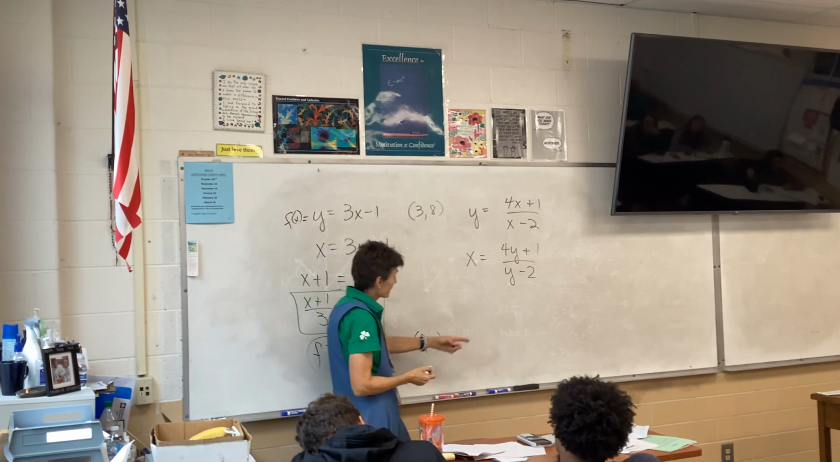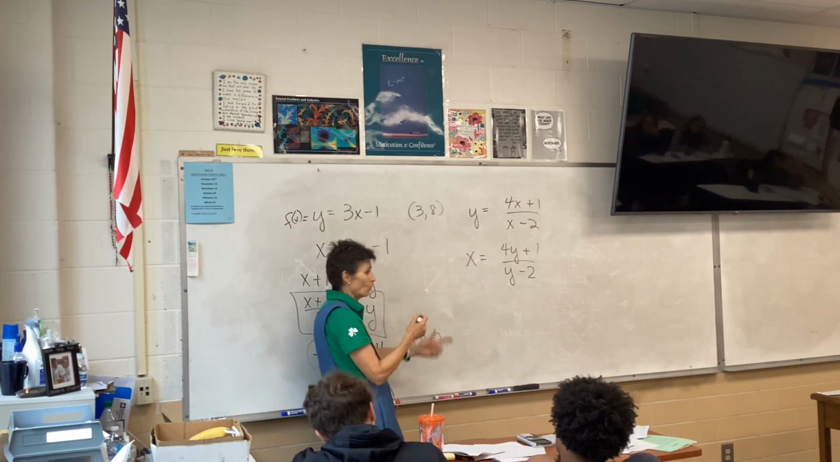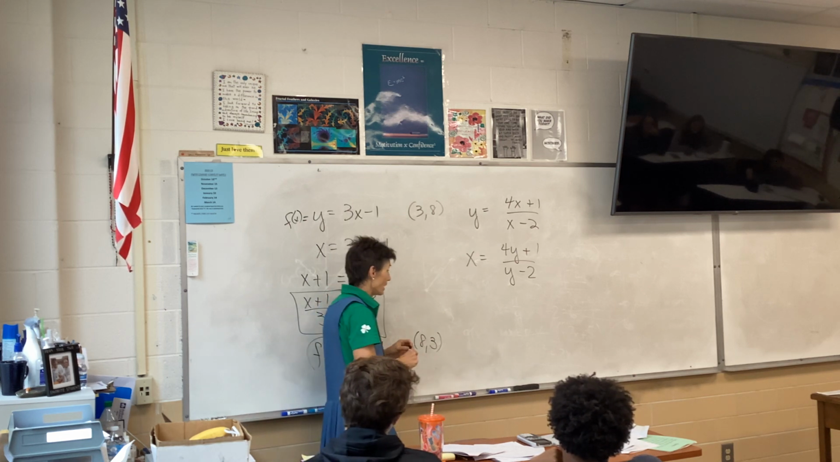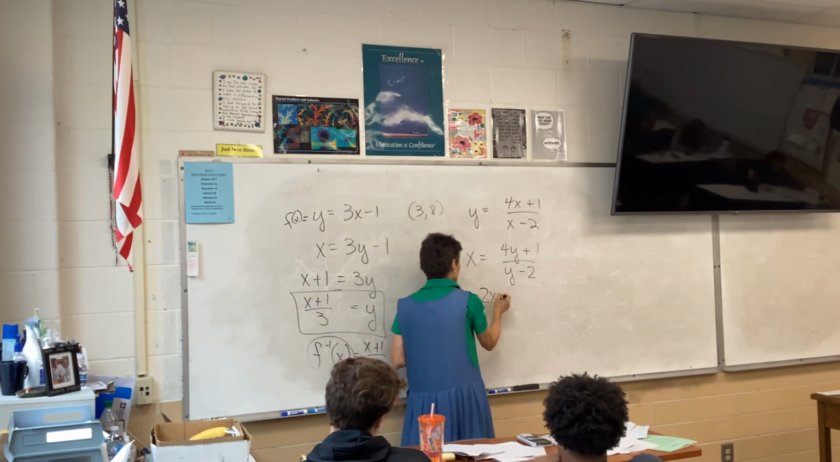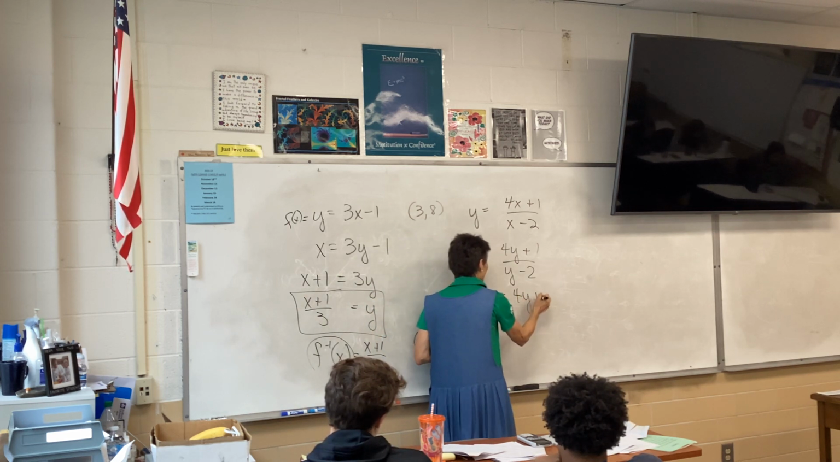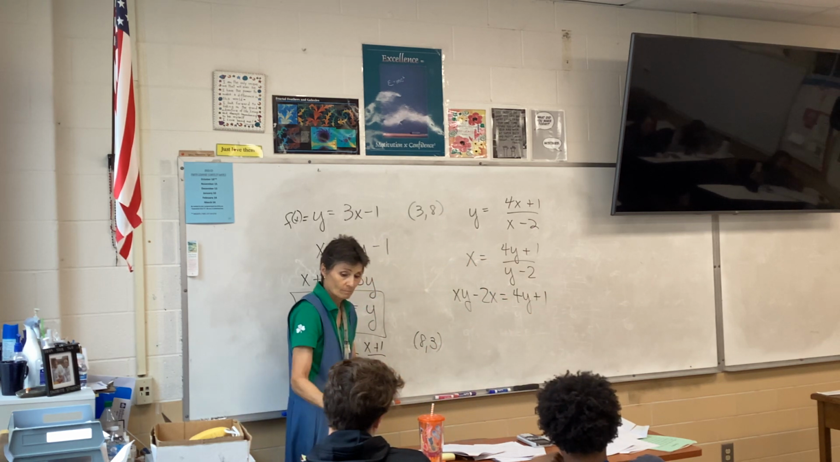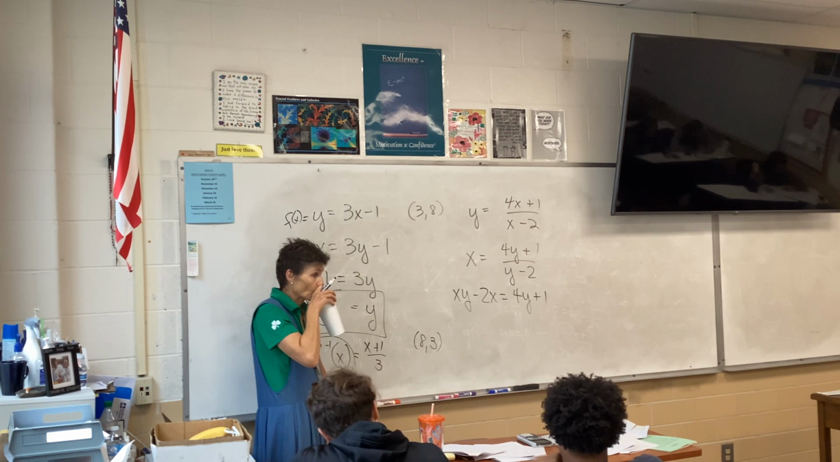Okay, so what do you think? How am I going to eventually get y equals out of that mess? Multiply both sides by y minus 2. Multiply, get rid of the fraction. So xy minus 2x equals 4y plus 1. Is that okay with everybody? Okay, I heard uh-huh. Now what?